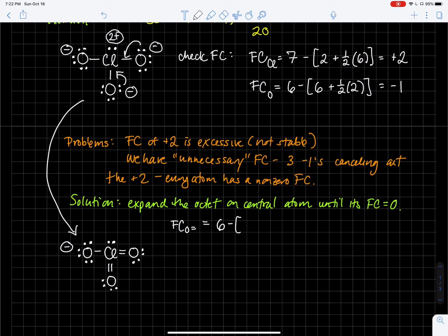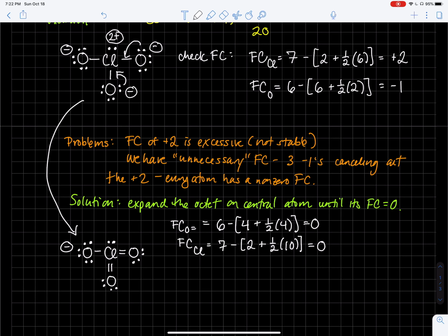So it has 6 valence electrons, 4 electrons in lone pairs. It gets half of the 4 electrons in the bonding pair. So those oxygens have a 0 formal charge. And the chlorine in this structure, again, starts with 7, still has 2 electrons in lone pairs, but it now gets 1/2 of its bonds. It has 5 bonds, right? 2 double bonds and a single bond. So it gets half of those 10 electrons, and that chlorine now has a formal charge of 0.